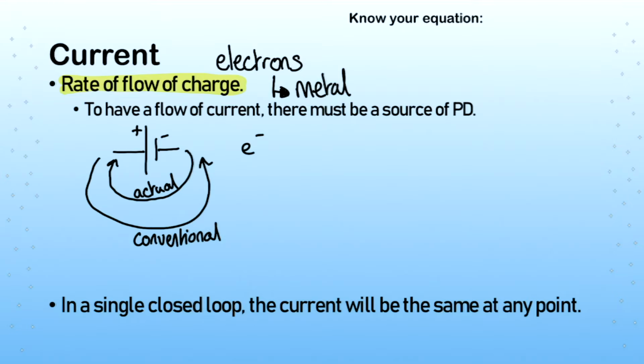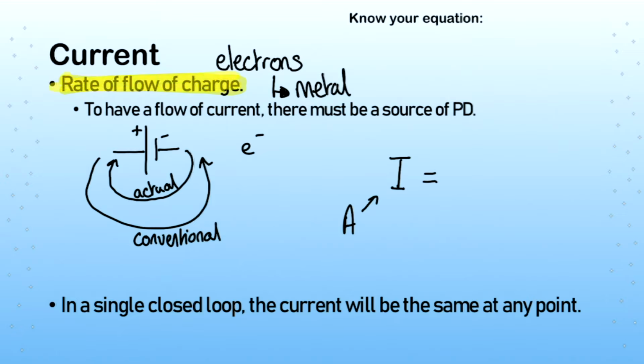For current, we do need to know an equation, and the equation actually is a definition of what current is. So if current is a rate of flow of charge, we can say current, which is a letter I, which is measured in amps, which I love because it's got nothing to do with current. There's no C or anything involved here. So current is a letter I measured in amps, is equal to the rate of flow of charge.